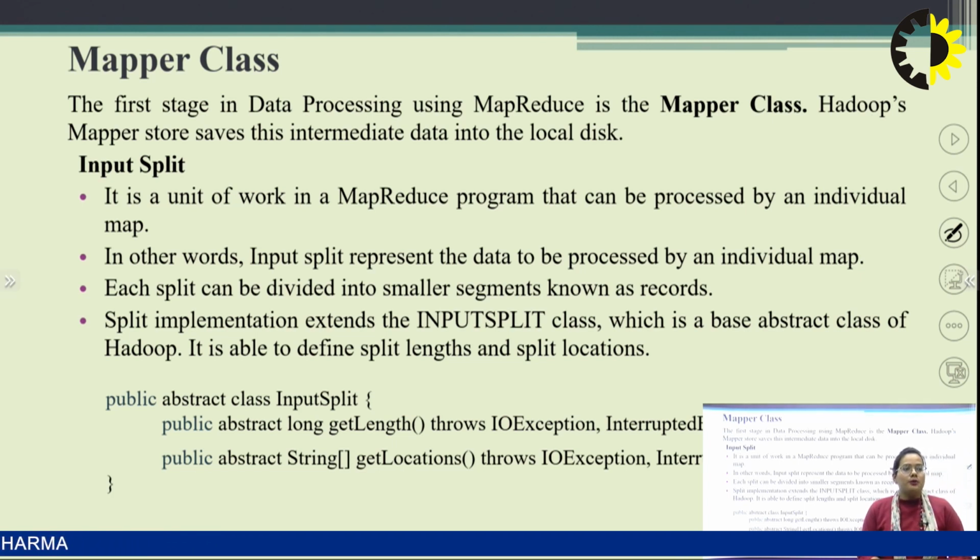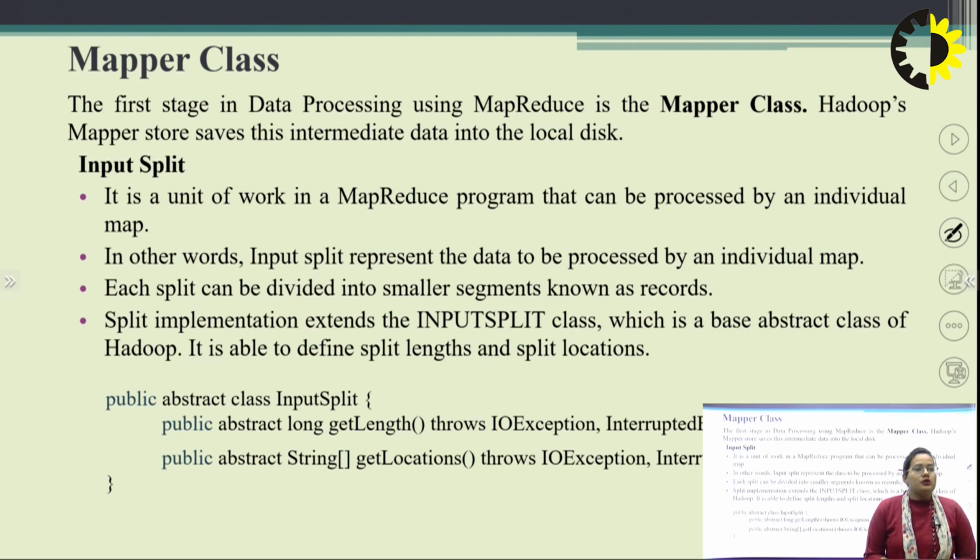First is input split. Basically, it is a unit of work in a MapReduce program that can be processed by an individual map. In other words, input split represents the data to be processed by an individual map. Each split can be divided into smaller segments known as records. Split implementation extends the InputSplit class, which is a base abstract class of Hadoop. It is already defined in Hadoop.